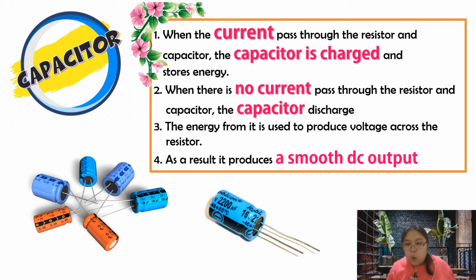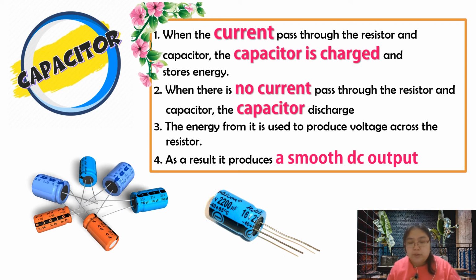That means the whole circuit got voltage. So as a result, they produce a smooth direct current output. So that means although it's a reverse bias, when you put the capacitor, they still can produce the current going through the circuit. Okay, so this one is the function of the capacitor. They make the whole circuit become more smooth.